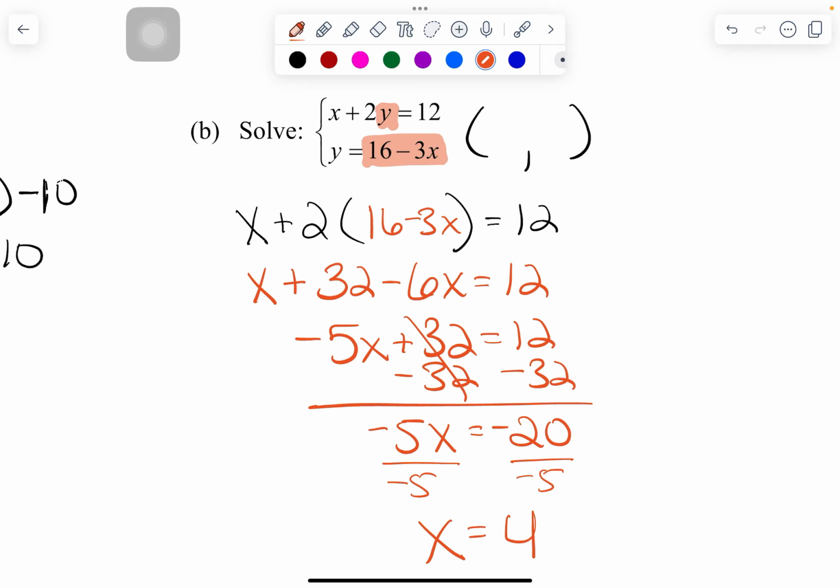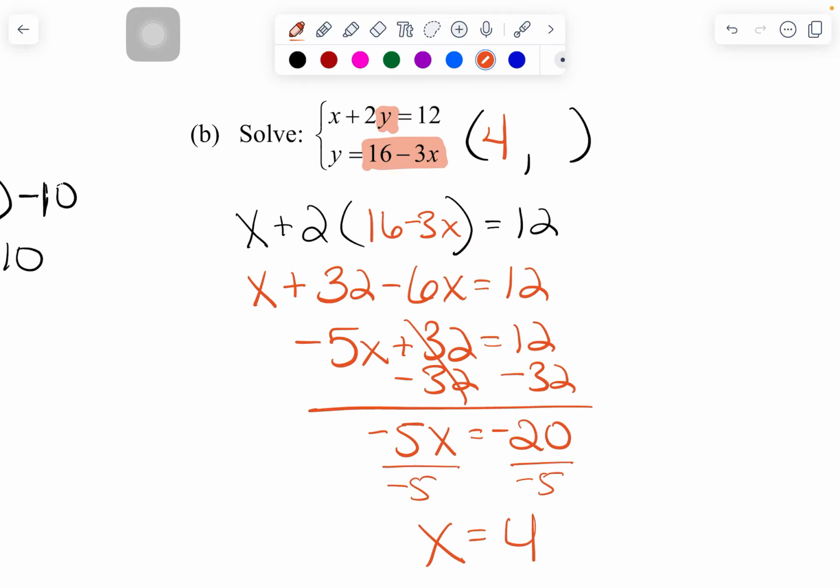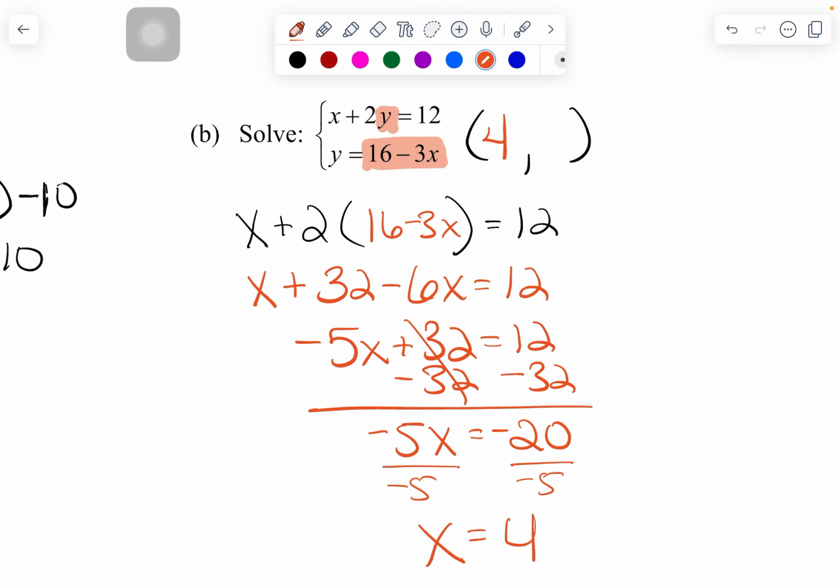your full solution. Okay, remember, you now have one half of the ordered pair. In this case, it's the 4 for x, but we still need to know what y equals. Now, could you use this x in the first equation? Sure. Could you use this x in the second equation? Absolutely. It doesn't matter. Pick the one that makes you happier.